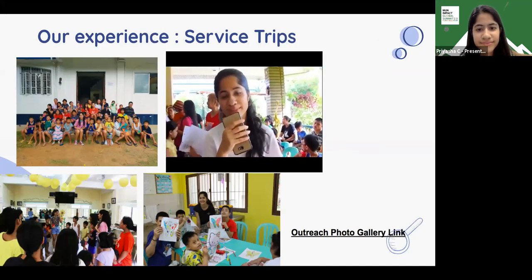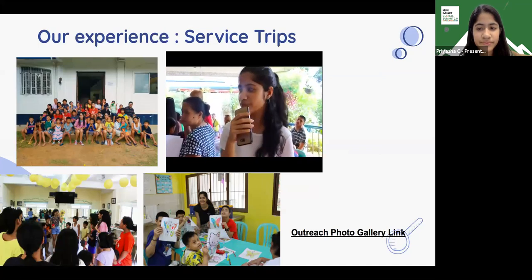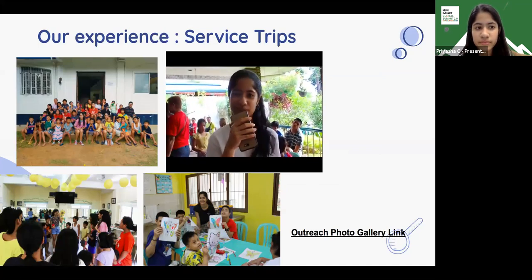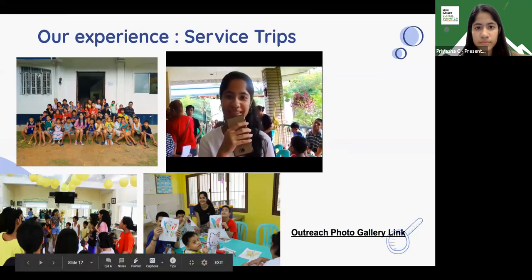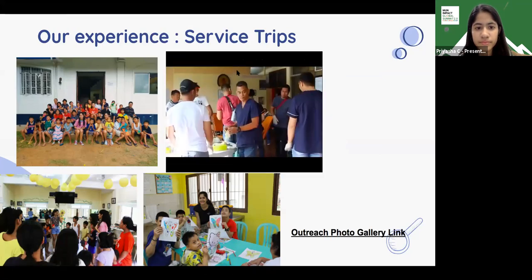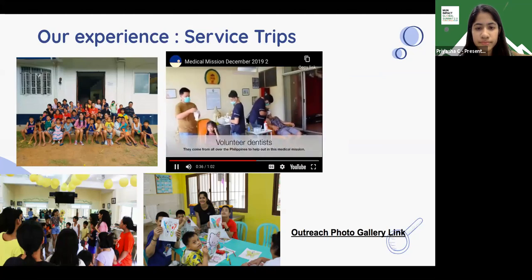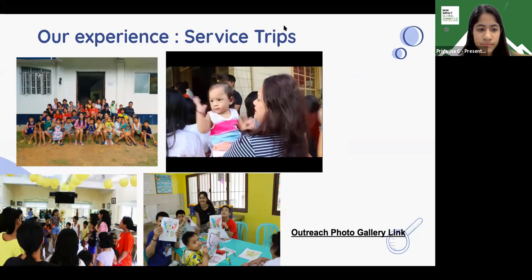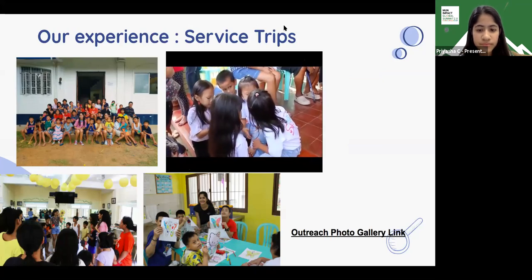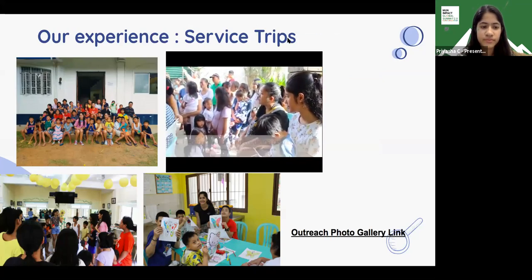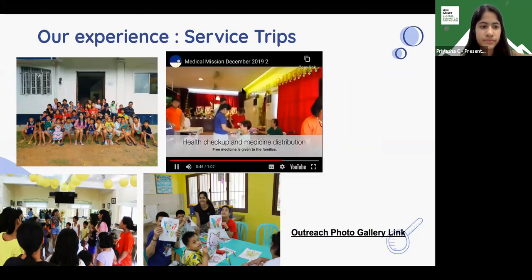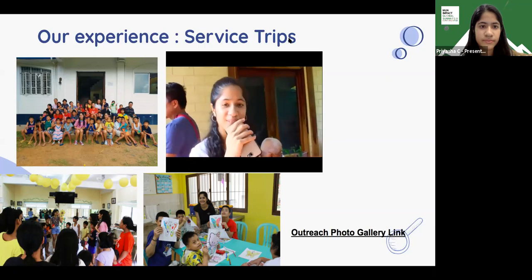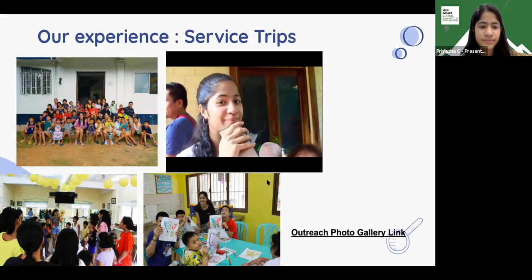So there's a dental mission happening today, as well as some child pediatric care. And this is where all the children and their families wait before they go and get their treatment. More dental procedures as well as physiotherapy and massages taking place.